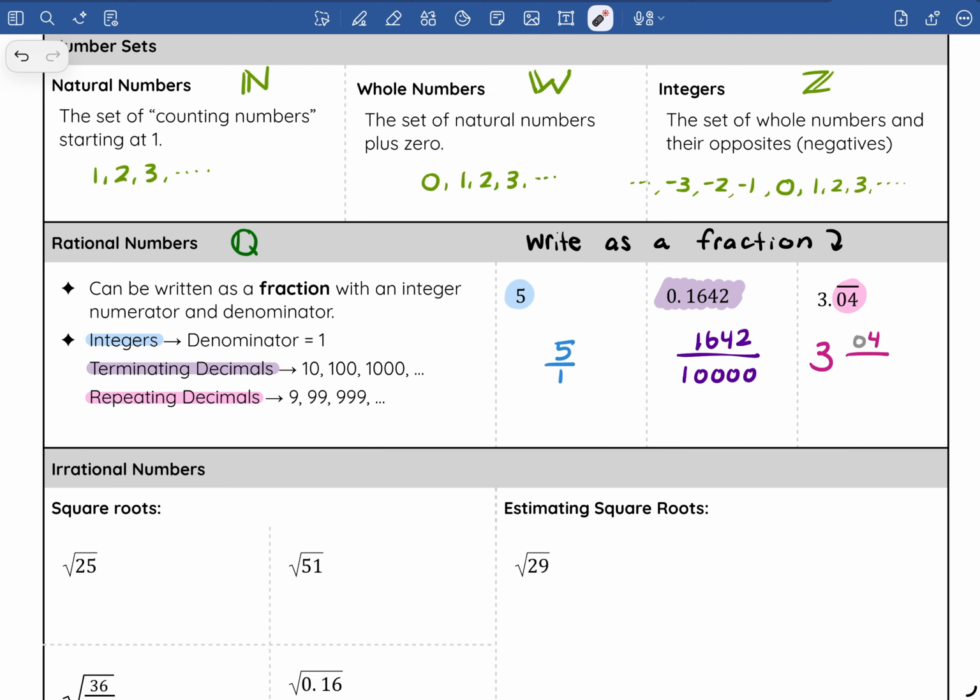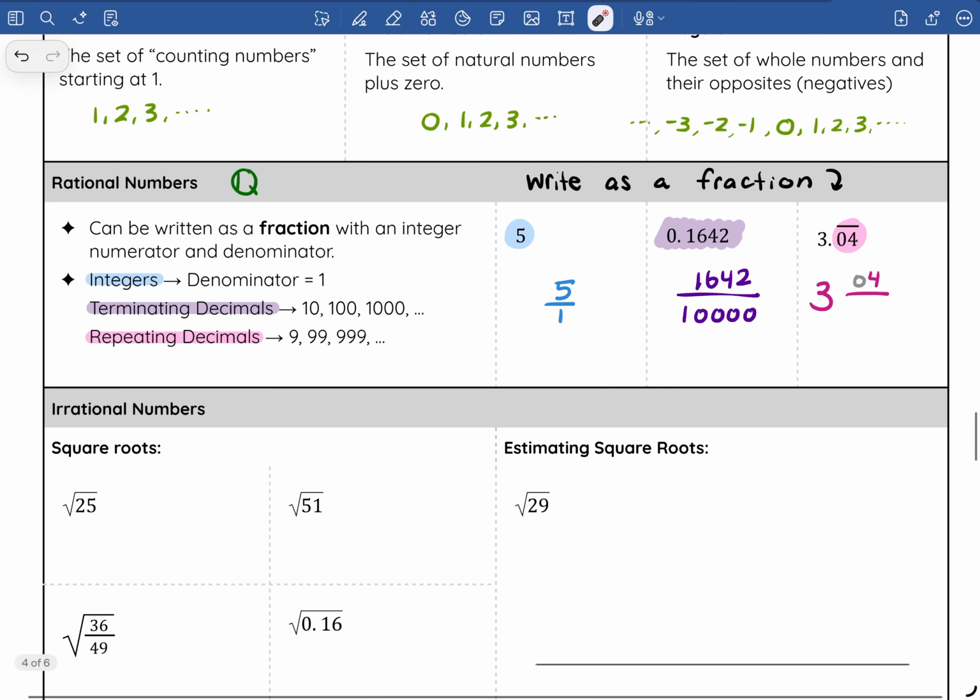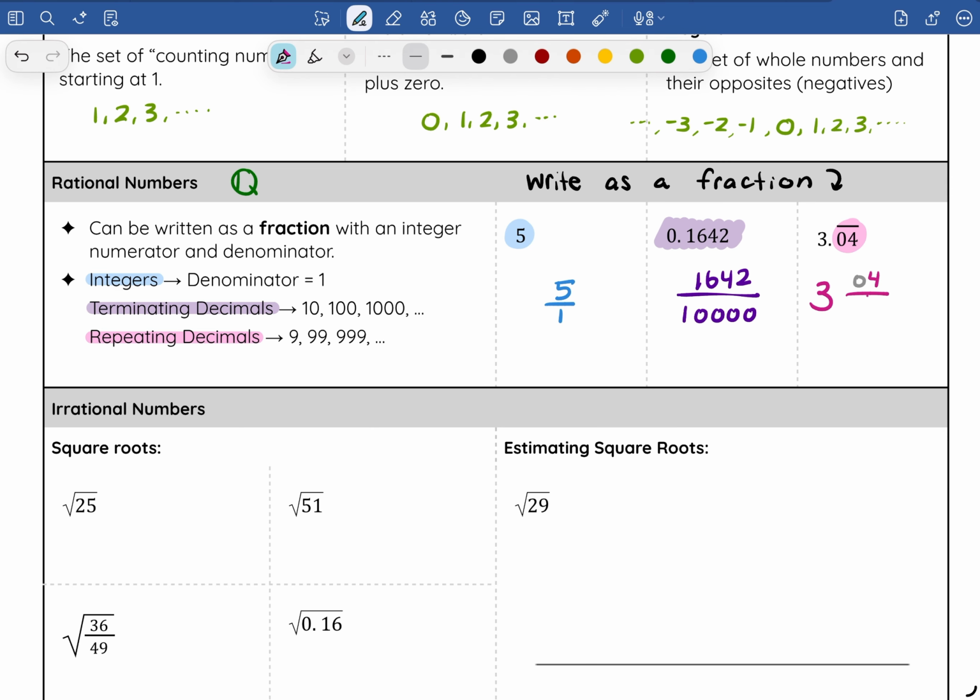Because what we want to do is look at how many things we have on the top. That'll tell us how many 9s we should have on the bottom. And that includes the 0 here, because it is a placeholder. So having 2 things on the top means we have 2 9s on the bottom.